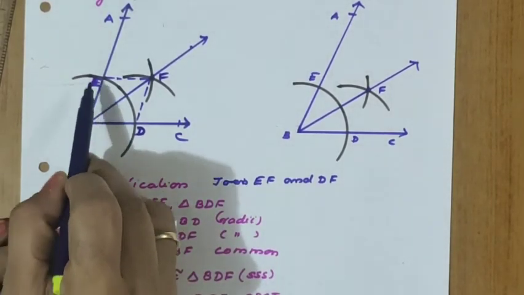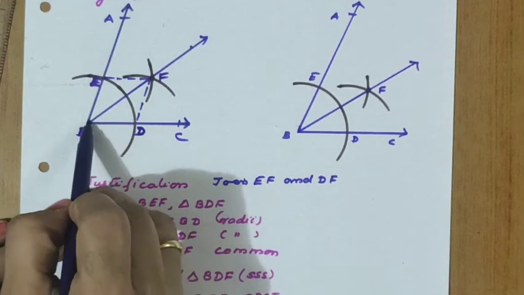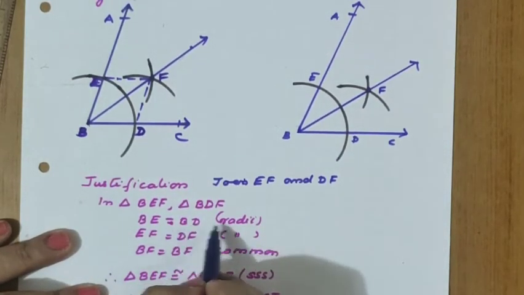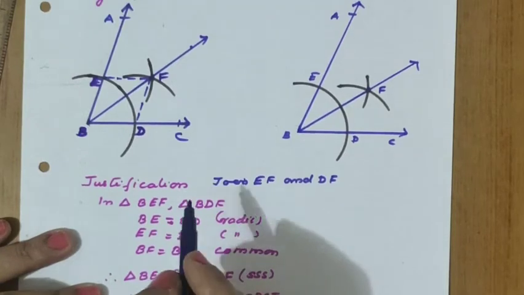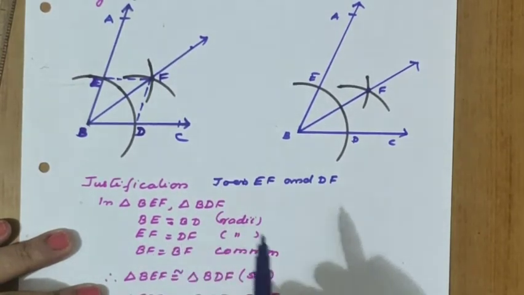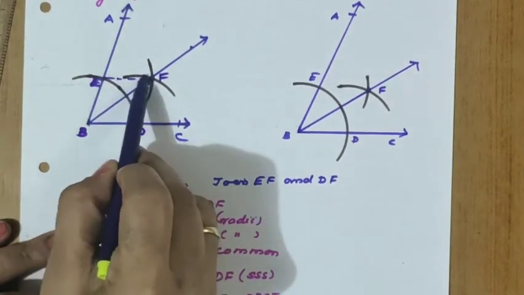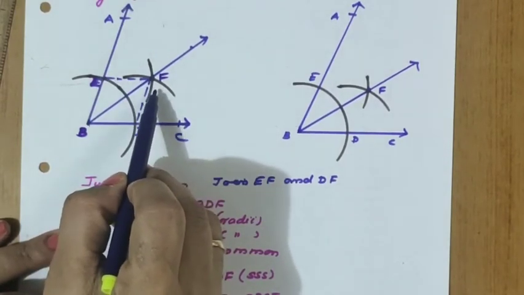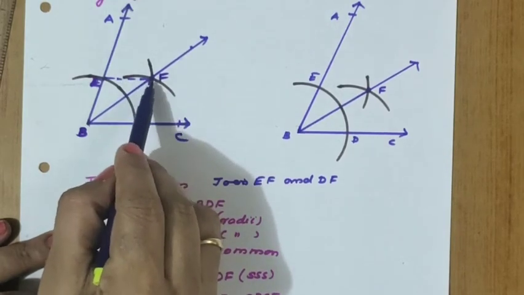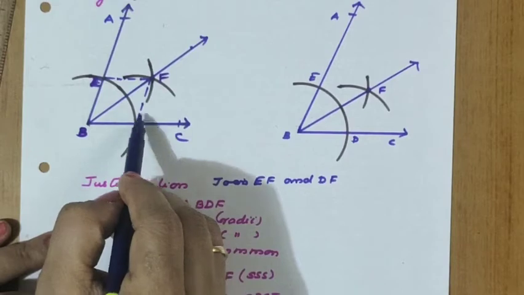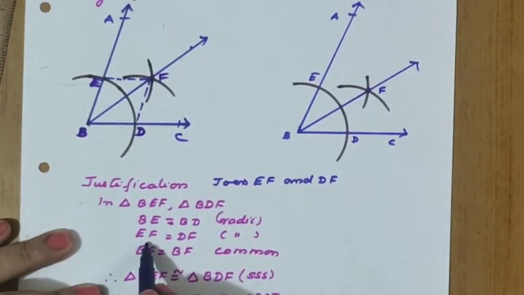See, with B as a center we have drawn the arc. So BE as well as BD are radii only. So BE equal to BD, radii. And similarly, EF and DF are also equal to radii. See, from E and D, we have drawn the semicircle, meaning arcs of the circles here. So here it is intersecting. So EF, whatever distance we have taken, the same way DF also we have taken. So EF and DF are also equal. That is the second side.